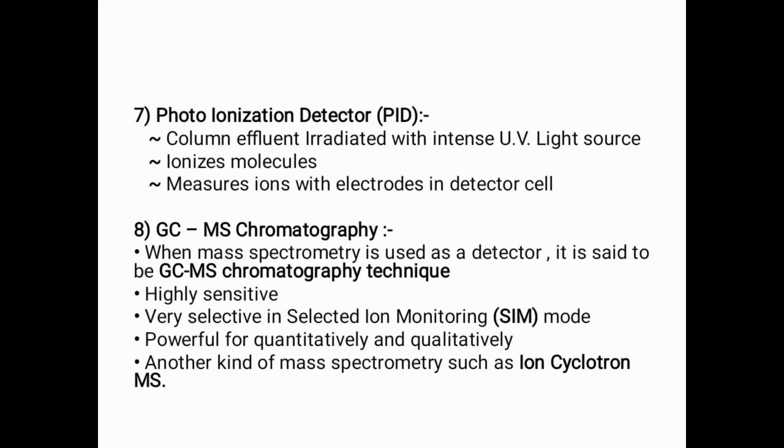The next is GCMS chromatography. When mass spectrometry is used as a detector, the chromatography is said to be the GCMS chromatography technique. It is highly sensitive. It can be very selective in selected ion monitoring (SIM) mode. It is powerful for analyzing qualitatively and quantitatively. Another kind of mass spectrometry, such as ion cyclotron MS, gives higher resolution.